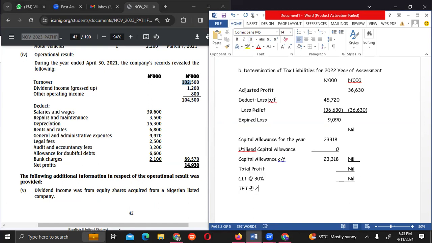So which one did you compute? PT at 2.5%. What do you have? So what's 2.5% of 36,630? 915.7.